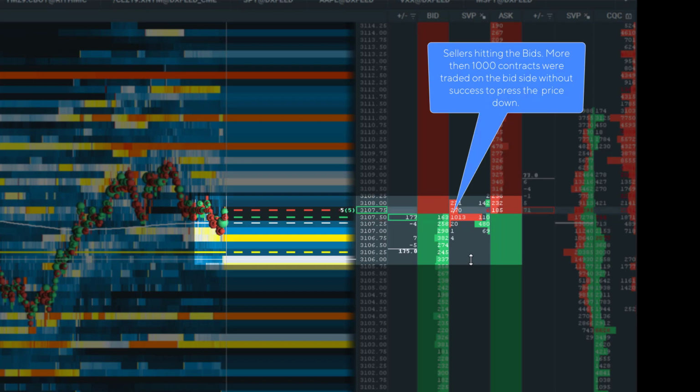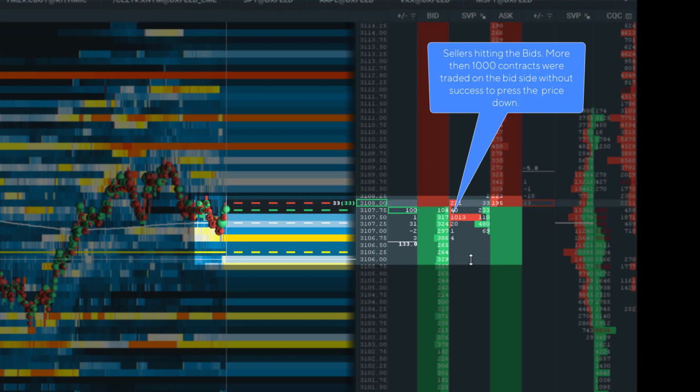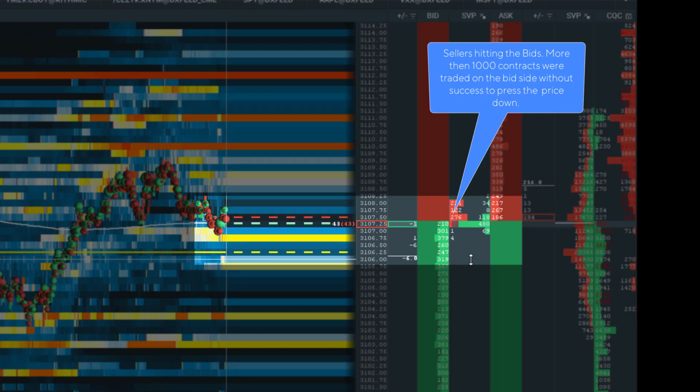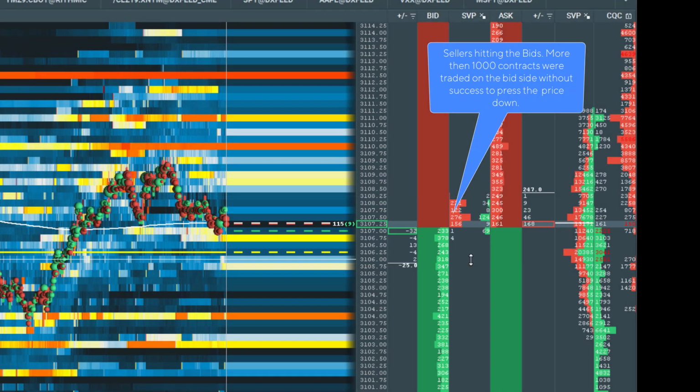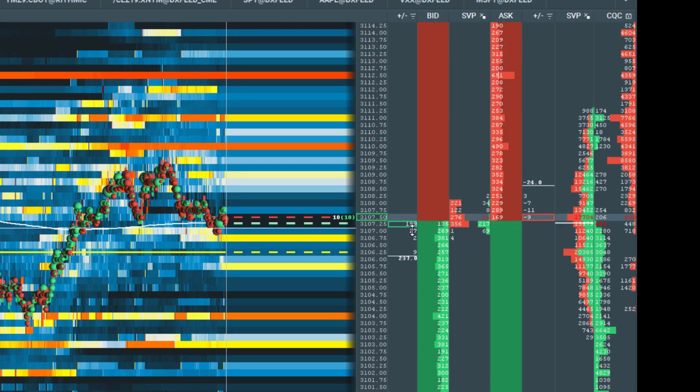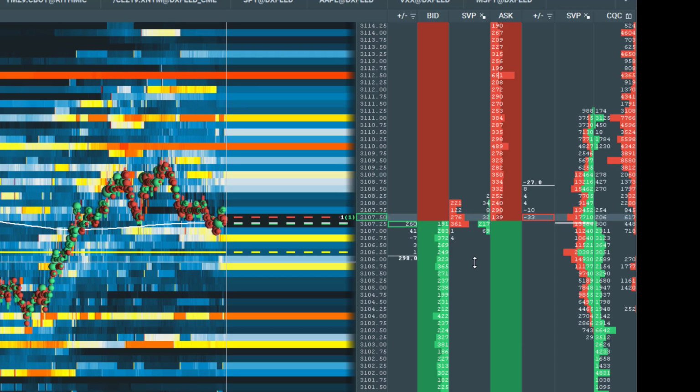See how the sellers are hitting the bids. They are hitting the bids and you see that all contracts were bought by the bidders. Everything was absorbed and the sellers didn't give up and try to push the price below 3107. But the buyers resisted very clearly. So take your time to observe this example and replay in case you don't clearly see what is happening and to understand how important it is to understand the mechanic of the limit order book and its visualization with Bookmap.